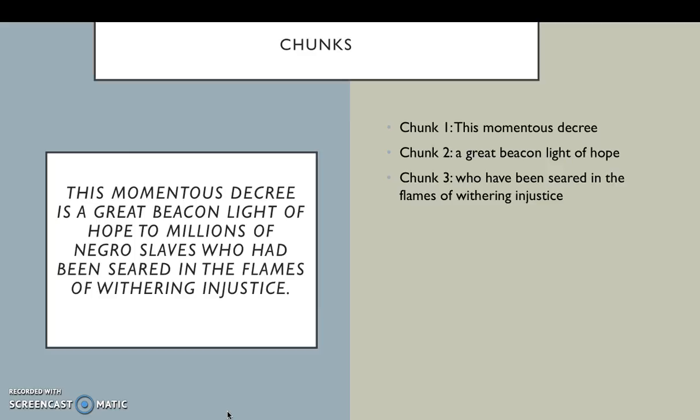The way we've chunked this out is in 3 areas. There is no minimum or maximum of chunks that you need to chunk a sentence in. Simply do what makes sense for the sentence and the complexity and where you need to stop and make sure students understand the meaning, as well as teach them how to make sense of it eventually on their own. You can see that we've chunked it into the 3 areas: this momentous degree, a great beacon of hope, who have been seared in the flames of withering injustice.